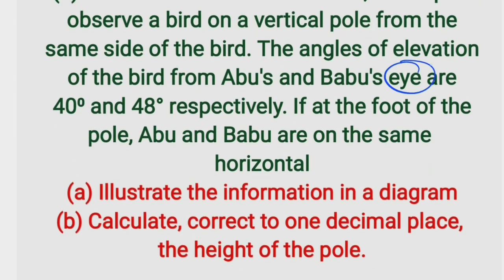Alright, let's get started. The A part, we are asked to illustrate. Before we start, I would like to tell you this question has two problems, but let's just illustrate it first. Let's assume we have a vertical pole right here, and we have a bird situated somewhere here. We have two people who are on the same horizontal ground. So this is the horizontal ground.